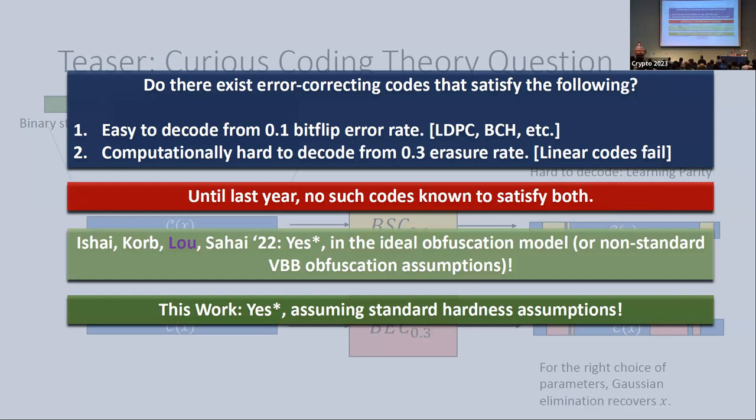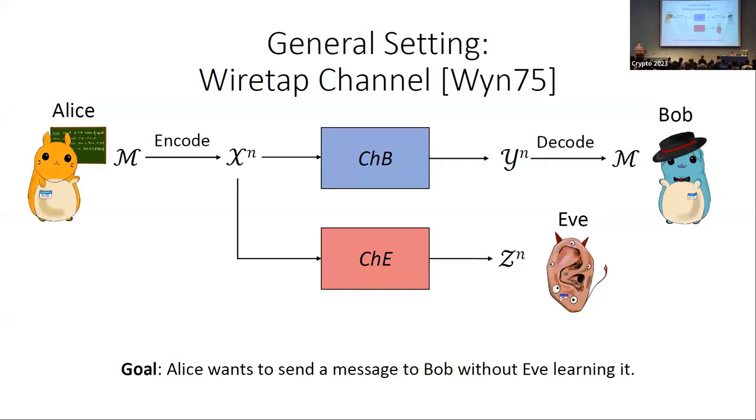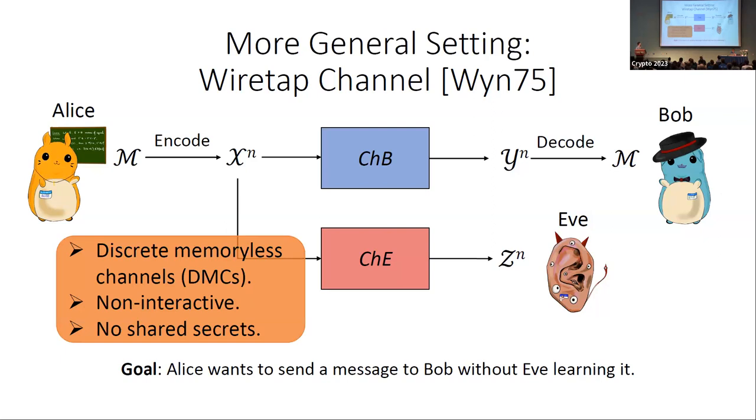assuming standard hardness assumptions. So let me introduce the general setting of the wiretap channel, introduced first by Wyner in 1975. In this setting, you have Alice trying to send a message to Bob, and Alice has a unidirectional noisy channel, channel B, to Bob, and another channel to Eve. These channels are discrete memoryless channels. It's non-interactive. There's no back and forth communication. There are no shared secrets, no shared keys. And we need to find an encoding scheme such that Bob can decode and Eve cannot. And that's a wiretap coding scheme.